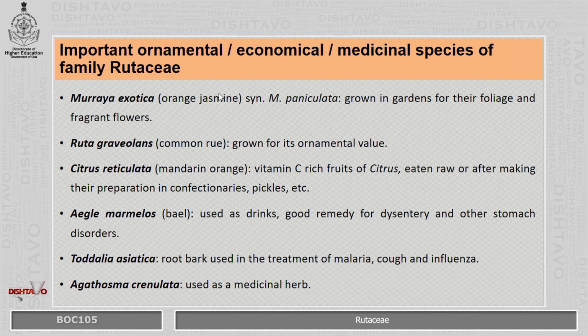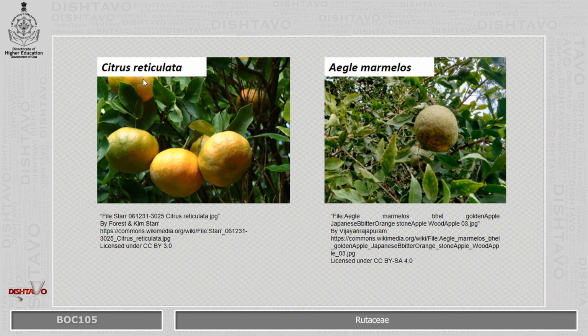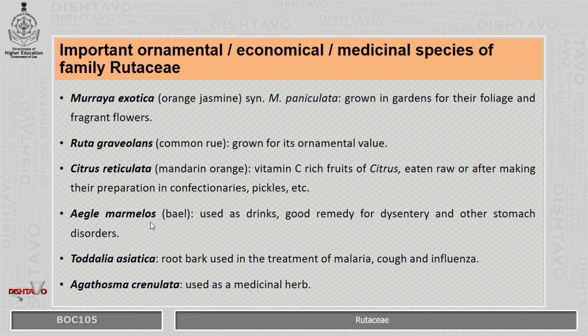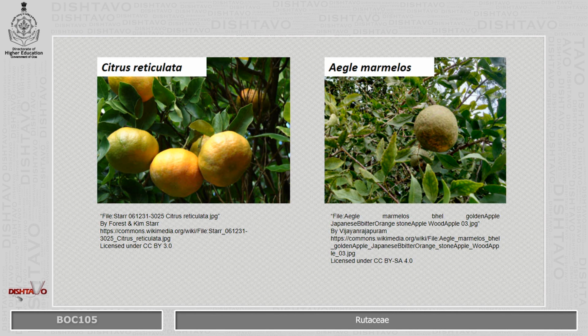Then economically important plants like Citrus reticulata, which is also known as the mandarin orange, rich in vitamin C, eaten raw or after preparation like pickles and confectionaries. This is Citrus reticulata. Then Aegle marmelos, which is also known as the bael, is used medicinally and in the form of drinks. It is a good remedy for dysentery and other stomach disorders. This is the picture of Aegle marmelos showing the fruit.